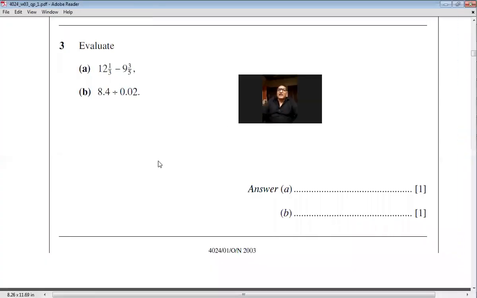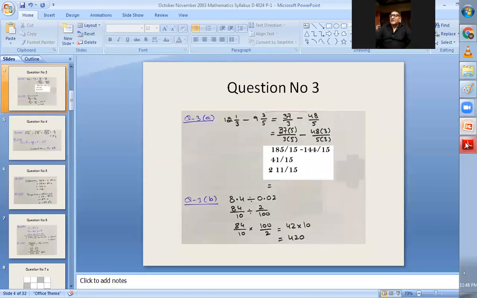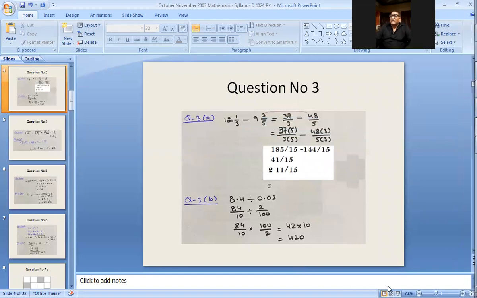The next part is 8.4 divided by 0.02. Let me show you my work, how we have done this. And here we go.